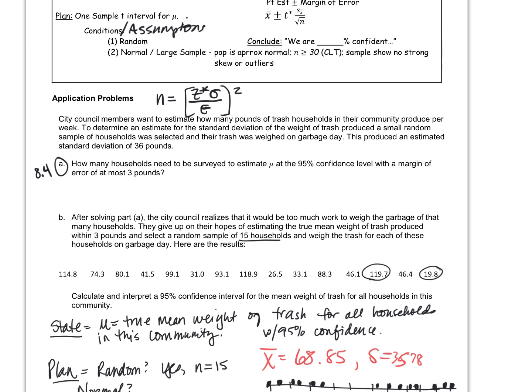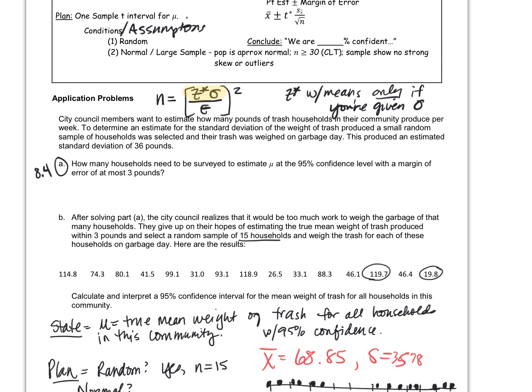Now, food for thought, one of these little details in stats. The only way you can use z-star with a means question is if you know sigma. Okay, z-star with means only if you're given sigma. What is sigma? Standard deviation. Of what? Of the population. The standard deviation of the whole population.